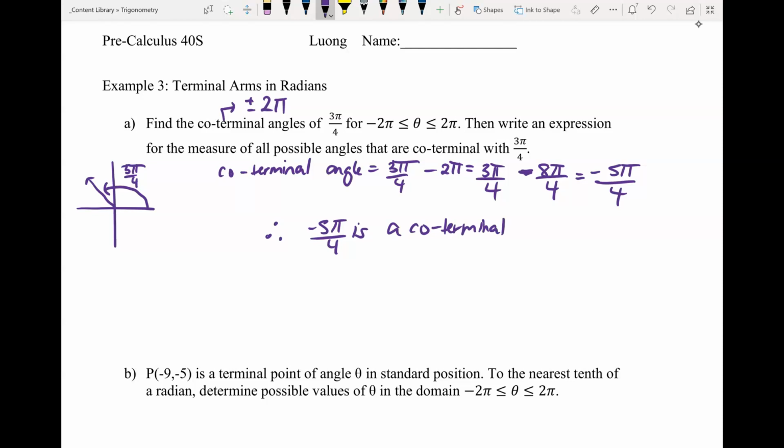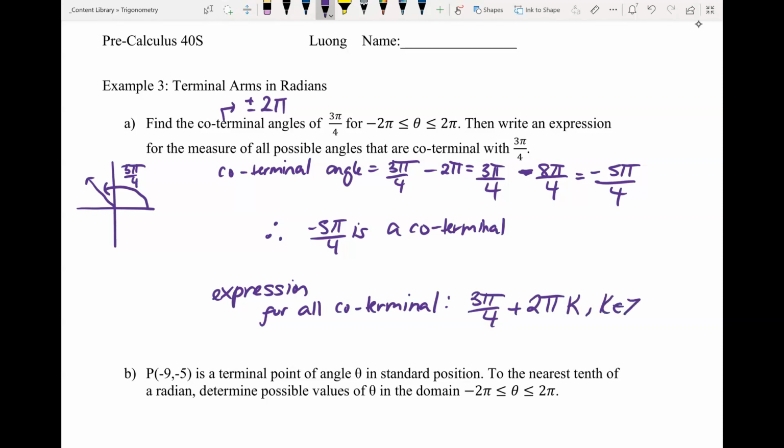And if you want to find the expression for all coterminal angles, like I said, the rule is that you would add or subtract 2 pi and then you're going to find a coterminal angle. If I want to find an expression that describes all possible coterminal angles out there, I would just take 3 pi over 4, add 2 pi multiplied by some integer k, and state that k is an element of the integers. Because k can be any positive or negative whole number.